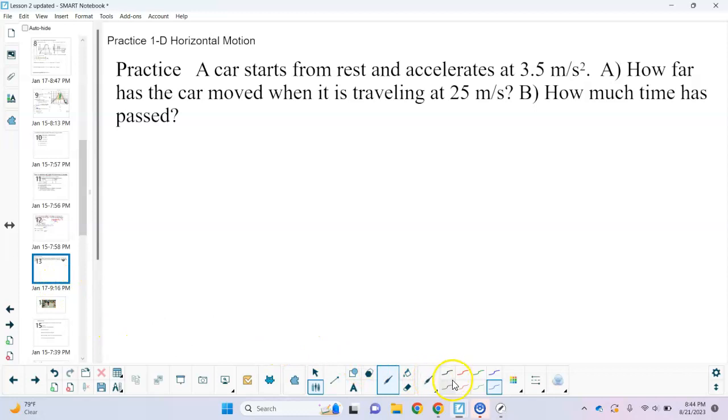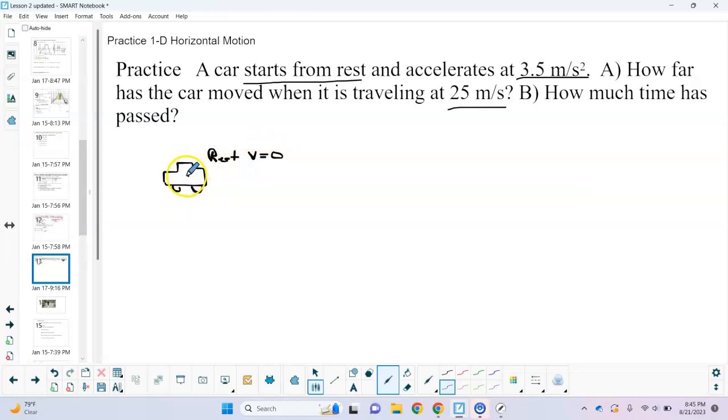So again, starting with our picture, we have a car. I always draw the same kind of boxy car. And it says it starts from rest. It accelerates at 3.5 meters per second squared. We want to know how far the car has moved when it is traveling at 25 meters per second. I'm going to write the word rest, because that is an important word. It has a meaning. If you're at rest, what does that mean? It means you're stopped, your velocity is equal to 0.